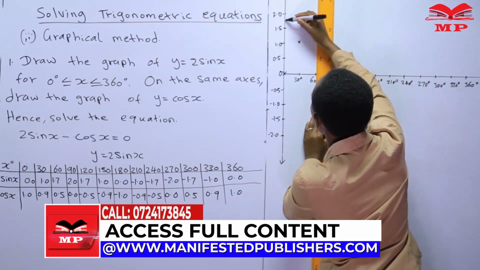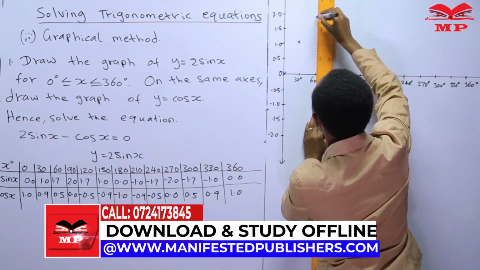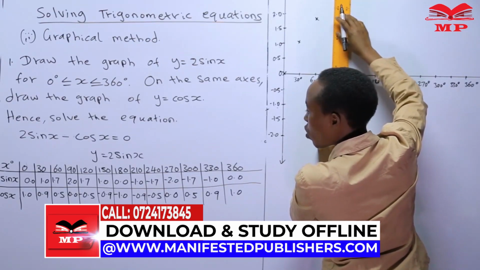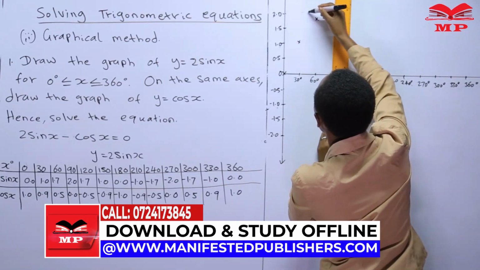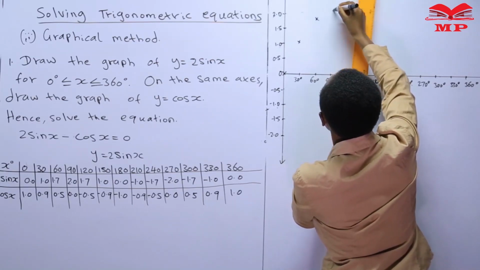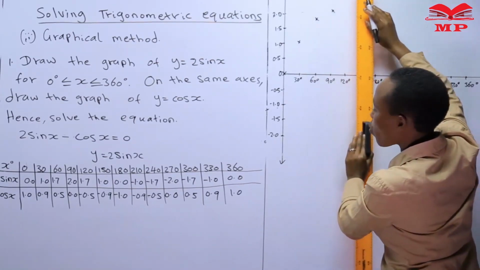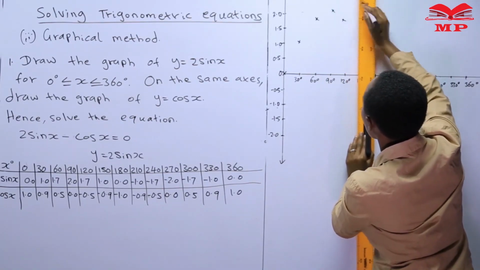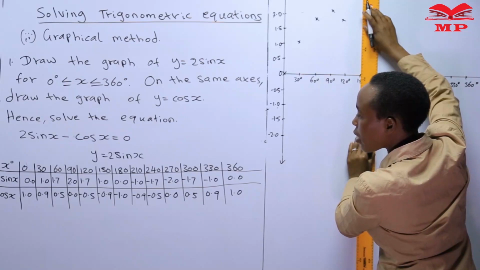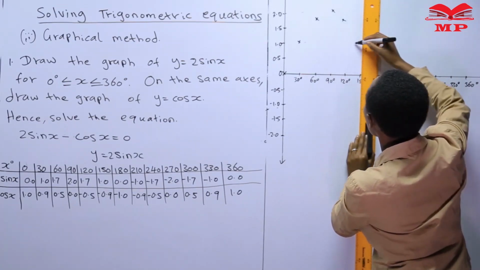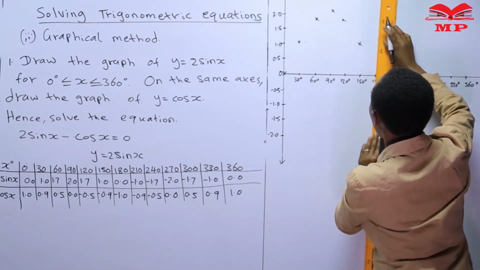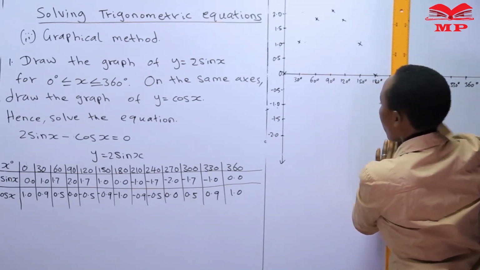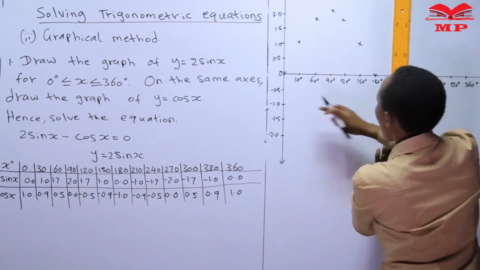We have 1.7, which is somewhere here. Then we have 90 degrees. We have 2. Actually, our largest is 2, not 1.7. We have 2 here. Then we have 120, 1.7 again here. Then we have 150, 1. We have our 1 here. Then we have 180, we have 0. Then 210, we have -1.